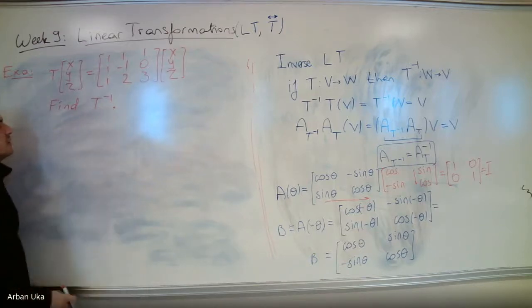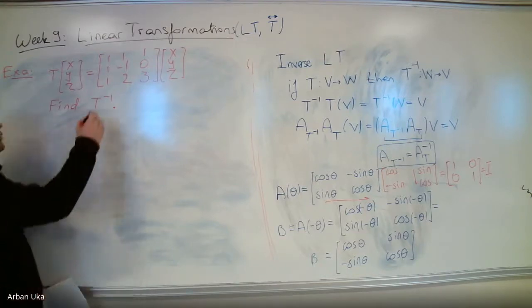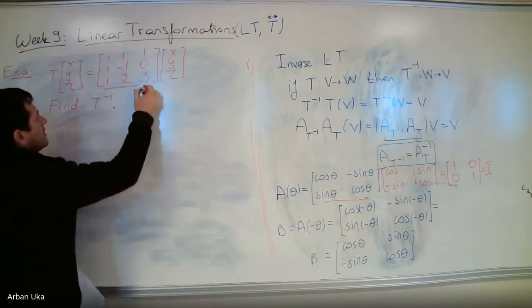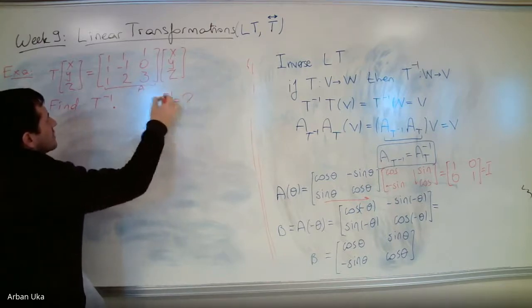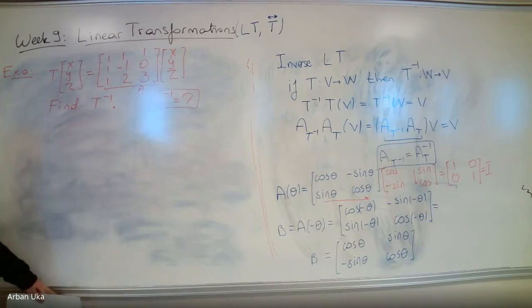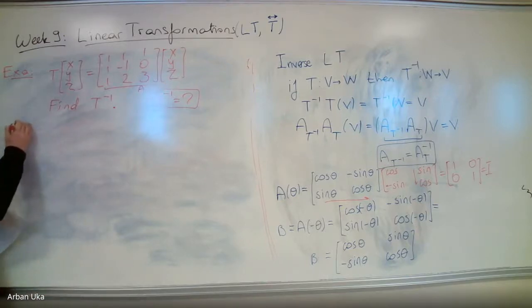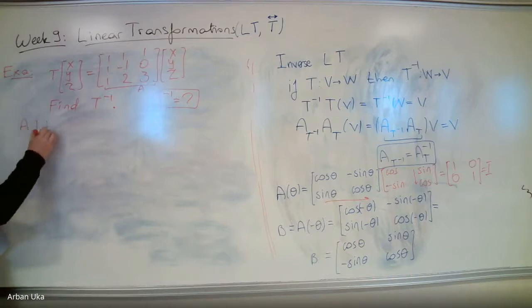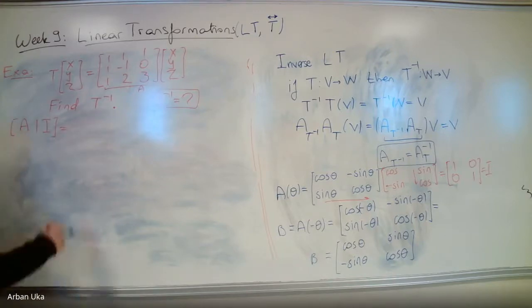Done. Now the way to approach this problem is the following. We are given the matrix A. Finding A inverse is the solution to determining T inverse. So we are given A, we need to find A inverse. How do we do that? We know how to do it by augmenting the matrix A with an identity matrix.